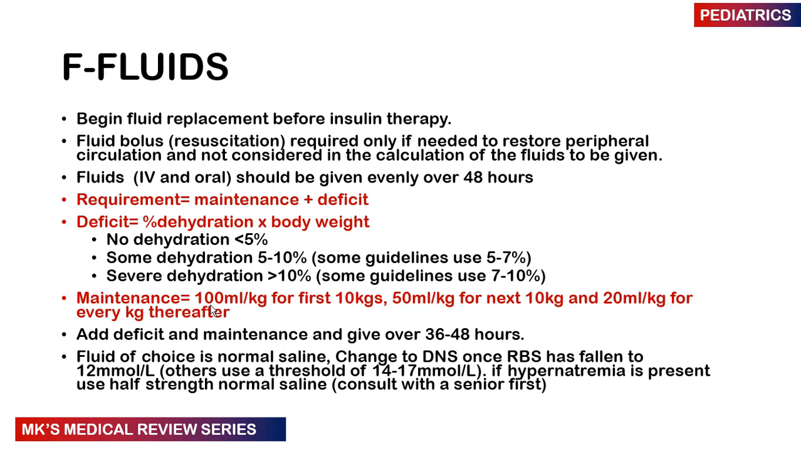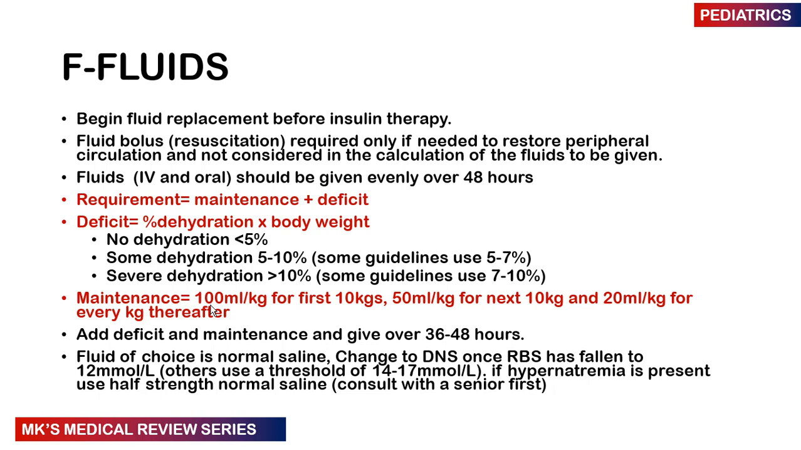Now, how do we calculate the deficit? We say the percentage of dehydration. For example, if the child has some features of dehydration, you would say, for example, 7%, or for easy sake, 10%, multiplied by their body weight. I'll give you an example in the next slide.